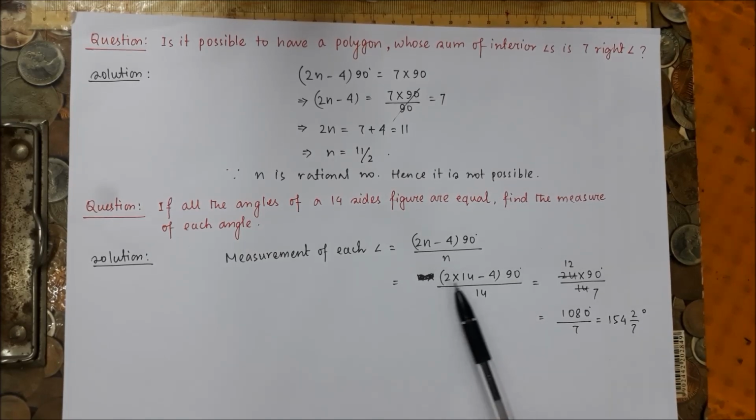So 2 into 14 equals 28. 28 minus 4 is 24, into 90 by 14. 2 sevens are 14, 2 sixes are 12. So 12 into 90 equals 1080 by 7. If you convert it into a mixed fraction, you will get 154 whole 2 by 7 degrees.